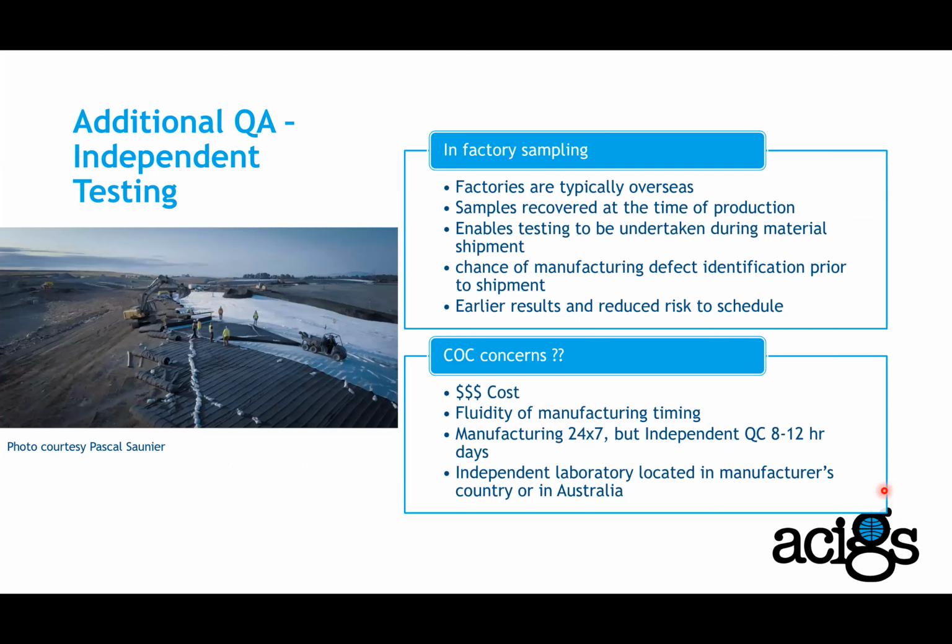So let's talk about in-factory sampling. A lot of factories are located overseas, not in Australia. As far as we know, other than GCL and geotextile and some other geosynthetic material that are manufactured in Australia, most of the geomembranes and lots of other geocomposite drains and other material are imported to Australia. So the factories are located overseas.